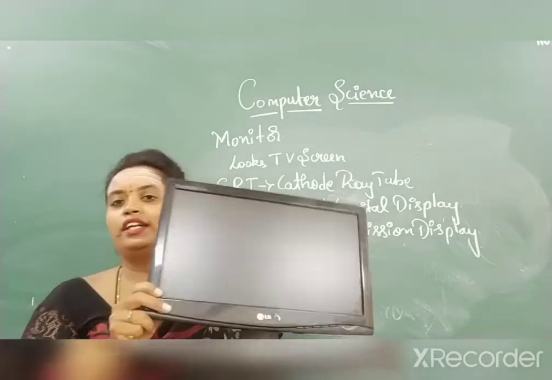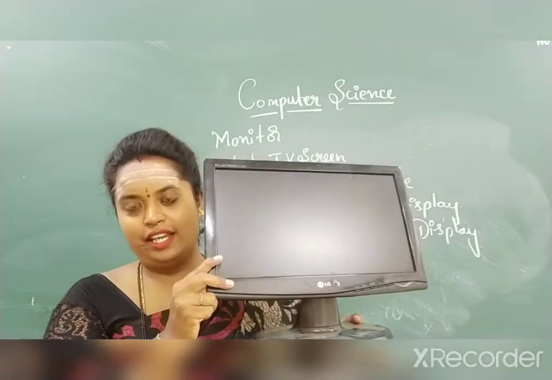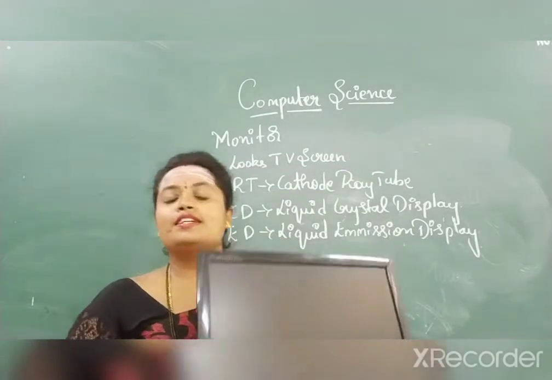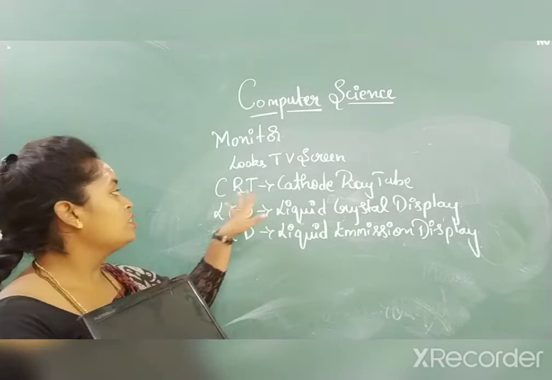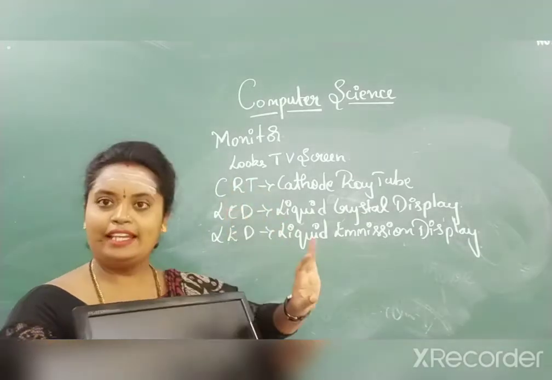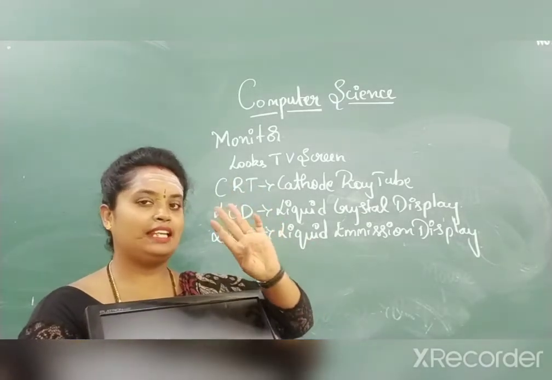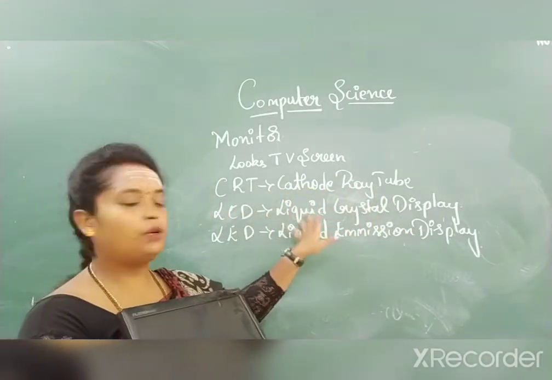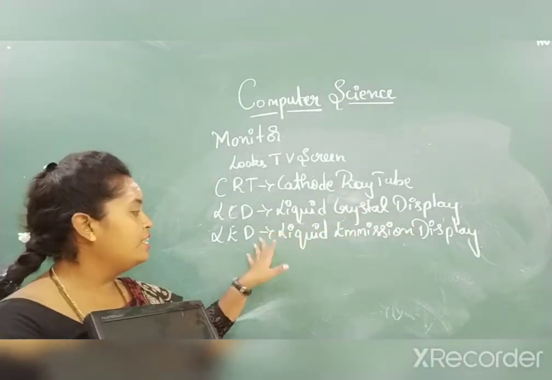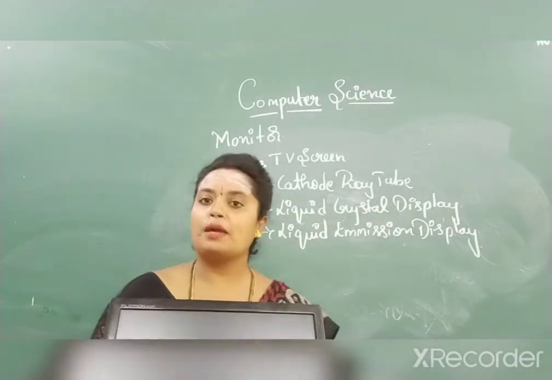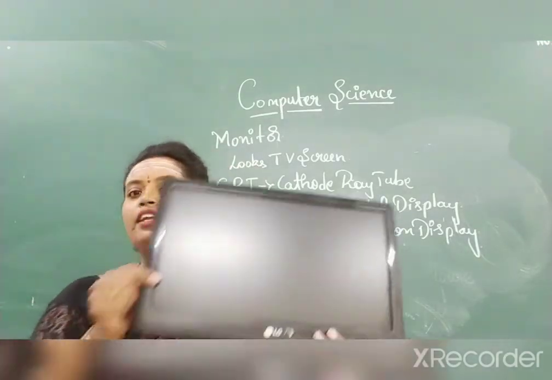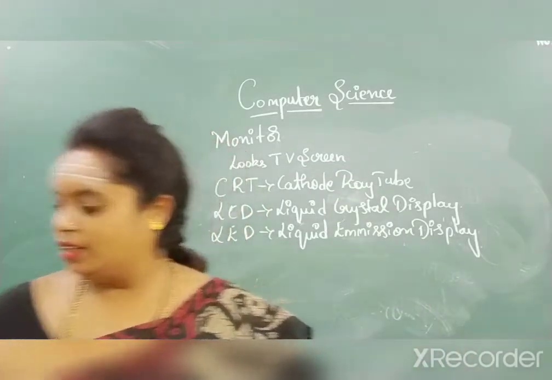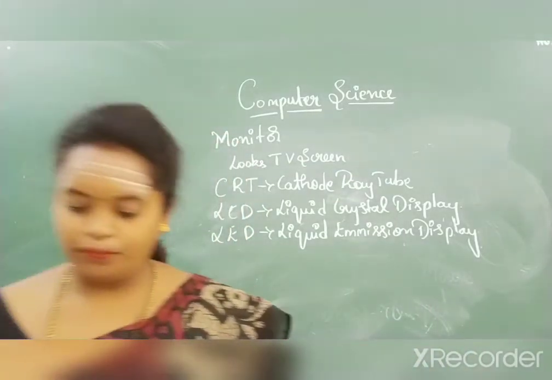Your computer monitor looks like a TV screen. It is of two types: CRT, LCD, LED. Okay, three types. You can name it as three types. CRT, that is cathode ray tube. Second one is LCD, that's liquid crystal display. Third one is LED, that's liquid emission display. Understood, children? So you can all see the monitor? Yes, very good.